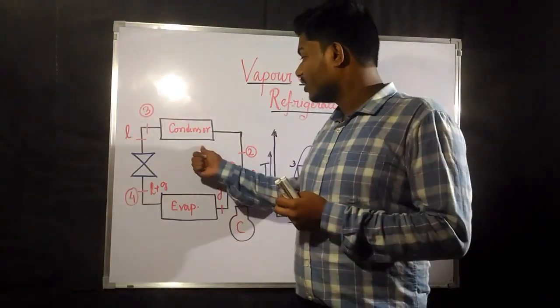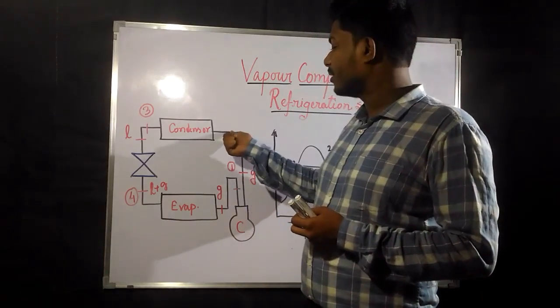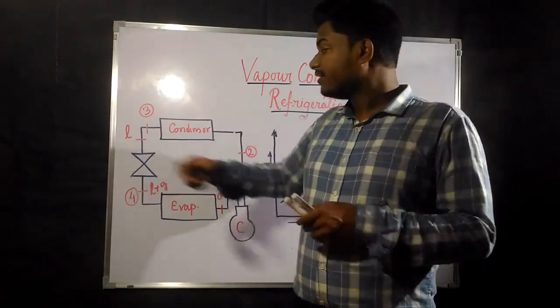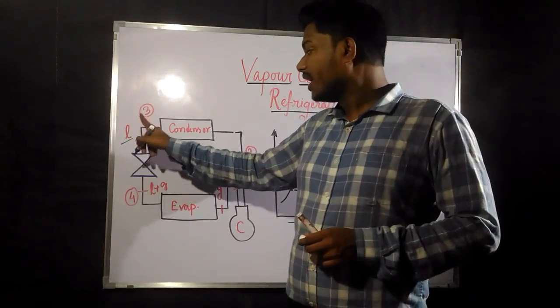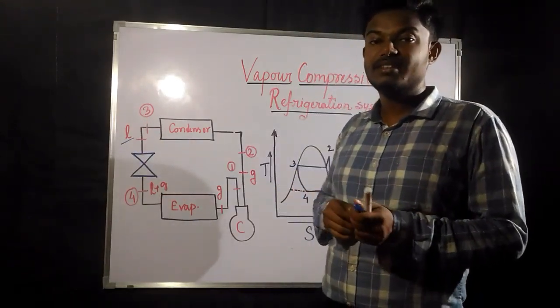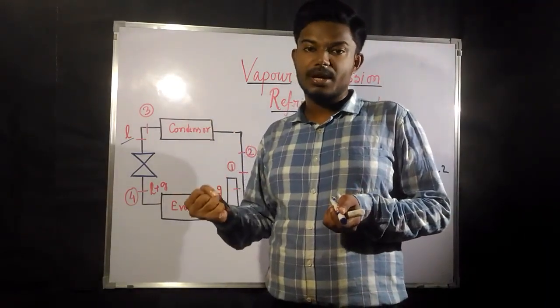So there is going to be a condenser. Whatever compressed gas has been coming out is now passing through the condenser to form liquid. After that it is passed through a throttling device. In a throttling device, what happens? It is going to expand. Expand means the temperature is going to come down.